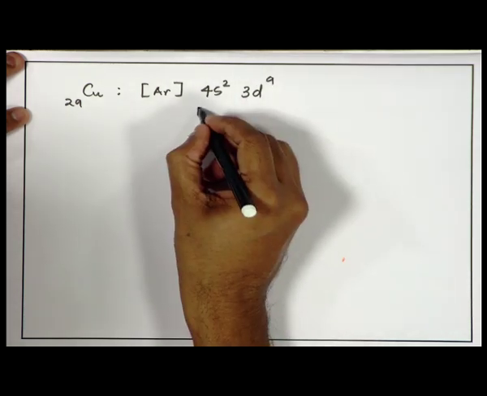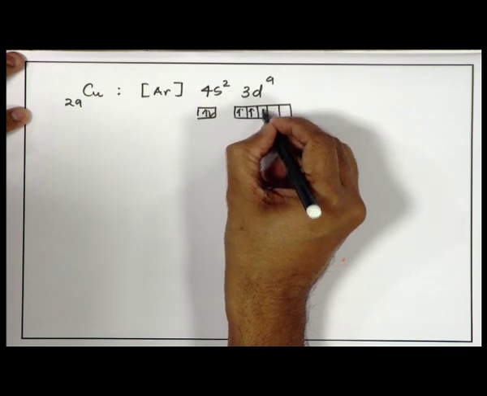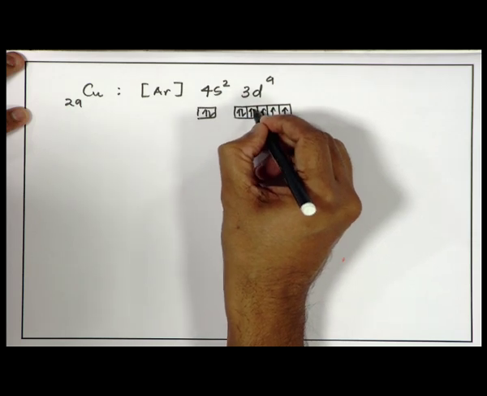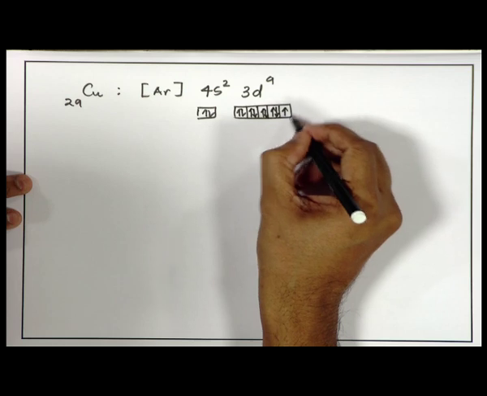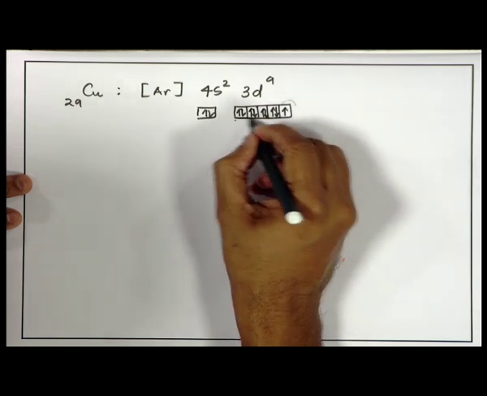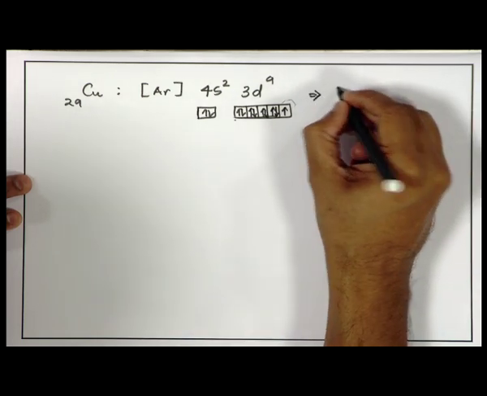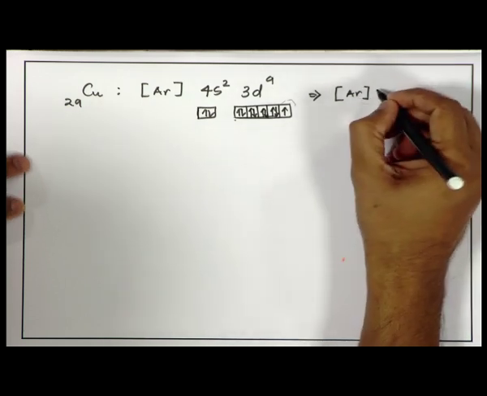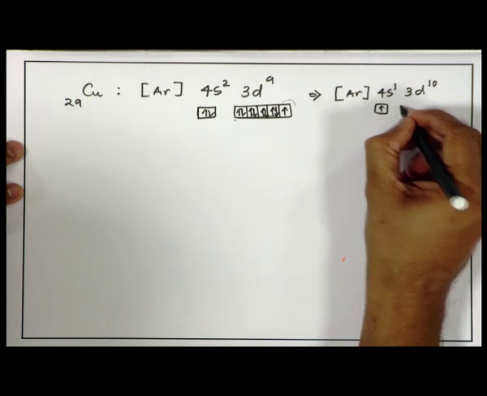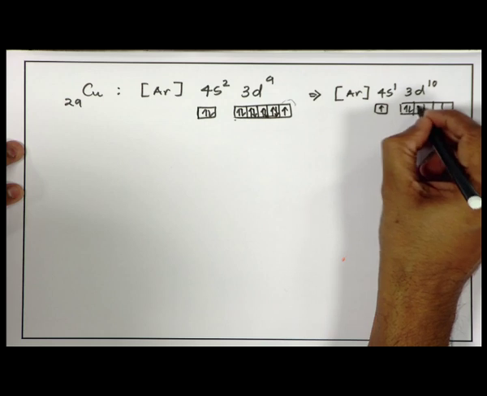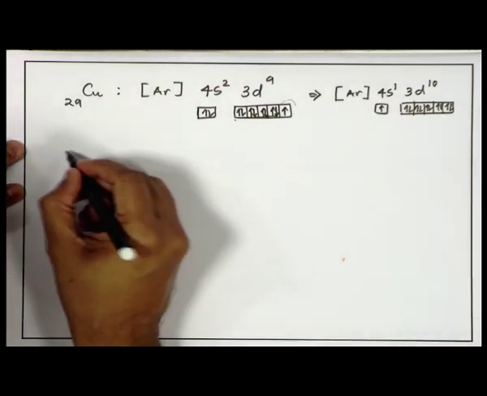So, I gave them. If I draw the orbitals, 1, 2, 3, 4, 5, I have 6, 7, 8, 9. Now, what we see here is that only one orbital is half filled, the remaining are fully filled. So, we know that both half filled and fully filled shells are stable. So, in this case there is a change in the configuration. Copper adopts a change in the electronic configuration and goes to 4s1 3d10. And in this case all the 3d orbitals are doubly occupied, and this is the stable configuration of copper.